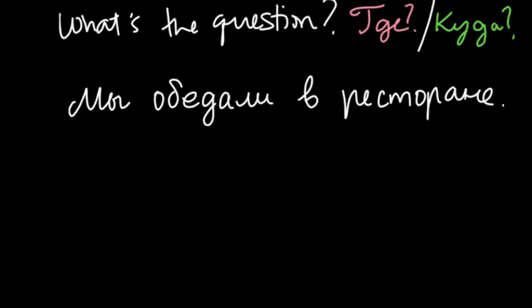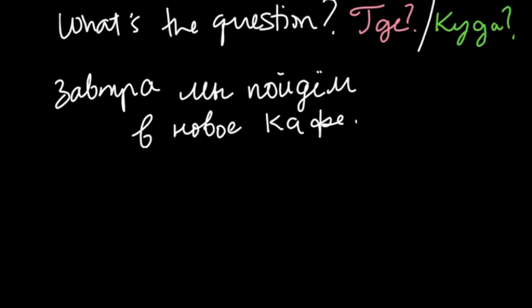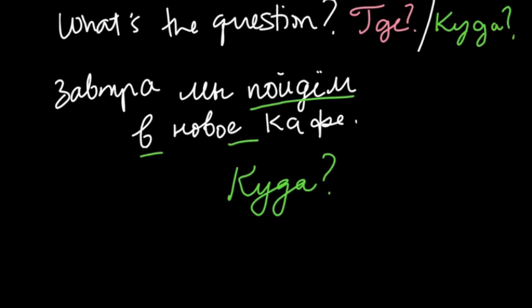Где или куда? Мы обедали в ресторане. This one's tricky. I didn't give you this verb, but think about it. Мы обедали в ресторане. Где? We ate in a restaurant. We had lunch in a restaurant. We're doing it in a location, not going towards somewhere. Где или куда? Завтра мы пойдем в новое кафе. Куда? Завтра мы пойдем в новое кафе. Why is this one ending yeah? It's because it's neuter and indeclinable.